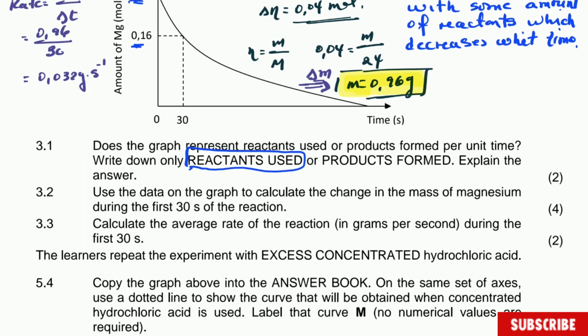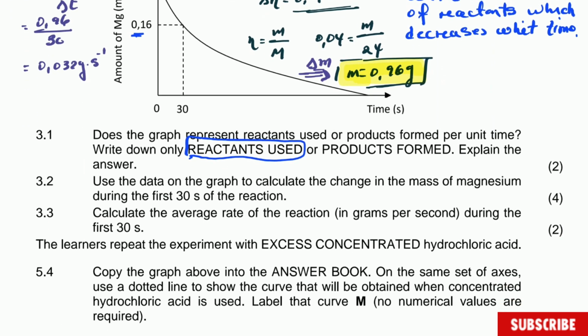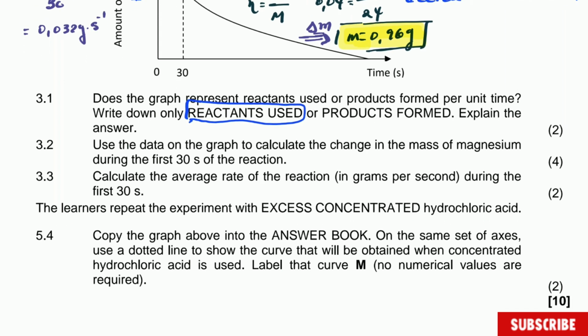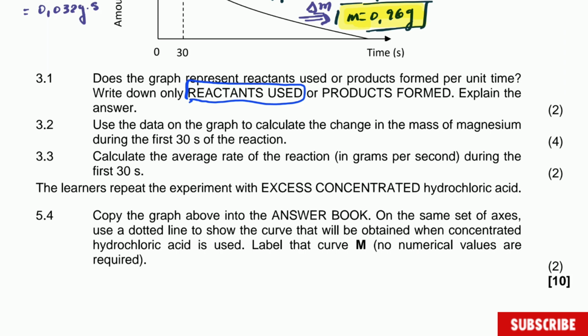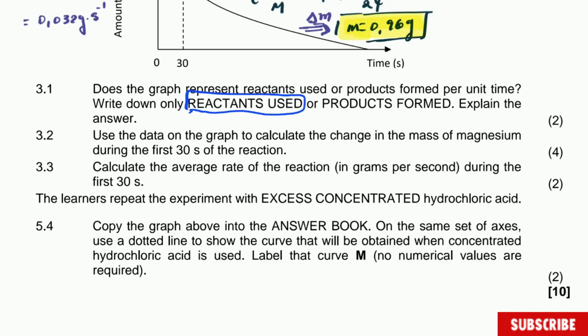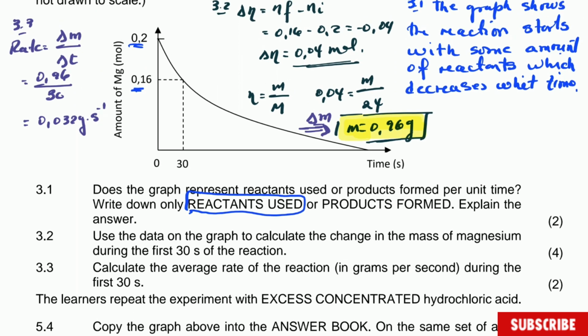It is quite simple. The learners repeat the experiment with excess concentrated hydrochloric acid. Copy the graph above into the answer book on the same set of axes and add a dotted line to show the curve that will be obtained when concentrated hydrochloric acid is used. Label the curve M. No numerical values are required. So guys, all you have to do is to draw on the same set of axes. We're going to do it here with another color, but you will have to draw a new set of axes, and in the new set of axes, represent the graph, and then the next one.